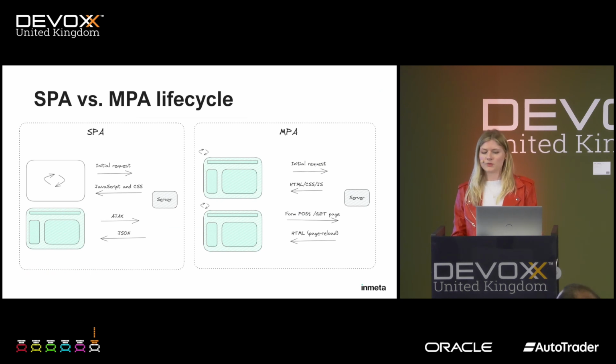So the key difference between a SPA and an MPA: in a SPA, everything loads initially and only data in JSON format is requested for making updates, whereas in an MPA, the entire page reloads per request.